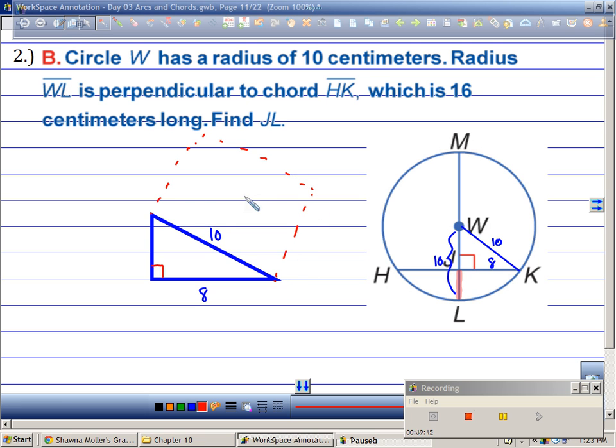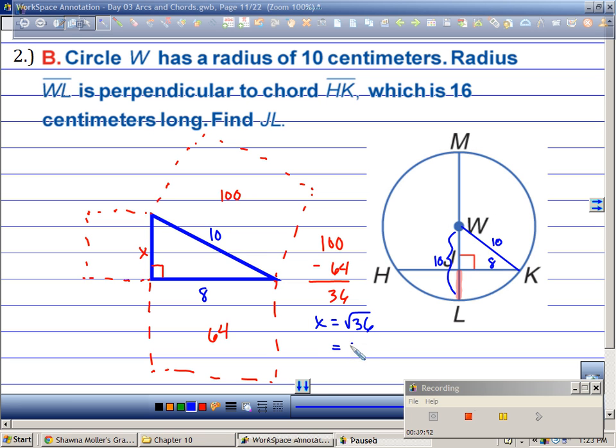I know that the area of this side is 100. I know the area of this side is 64. So would I add or would I subtract to find the area of this side? I would subtract. So that's why I draw it out, guys. You could use the formula, but when you draw it, it's plain as day whether you're subtracting or adding, right? So 100 minus 64 equals 36. So I know that x equals the square root of 36, which is 6.